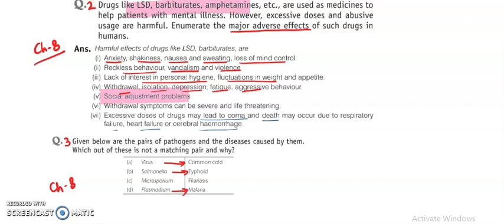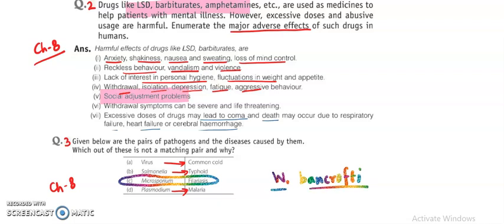Plasmodium causes malaria, that is also correct. So the option number C is the one which is not correct, right? Why is it not correct? Because the causal organism of filariasis is Wuchereria bancrofti, okay? So the causal organism here is being given wrong, that's why it is wrong. So you need to pick up option C and you need to write the causal organism again, that Wuchereria bancrofti causes the filariasis, which is a fatal disease of the lymph nodes.